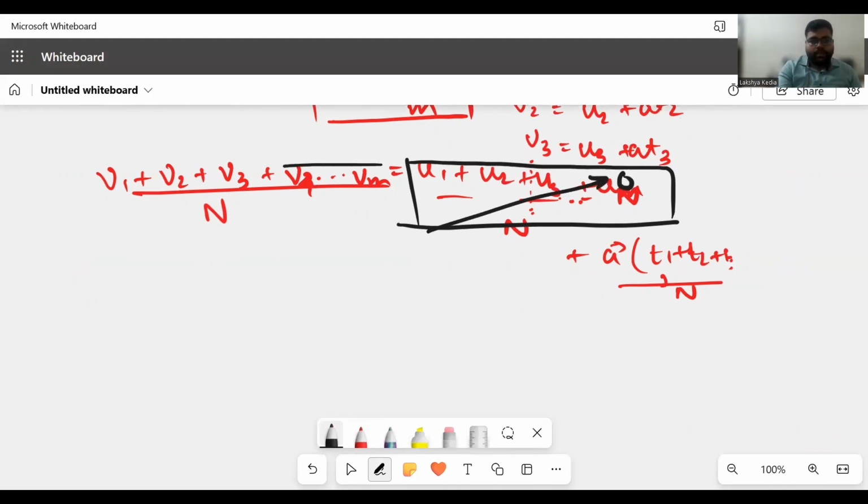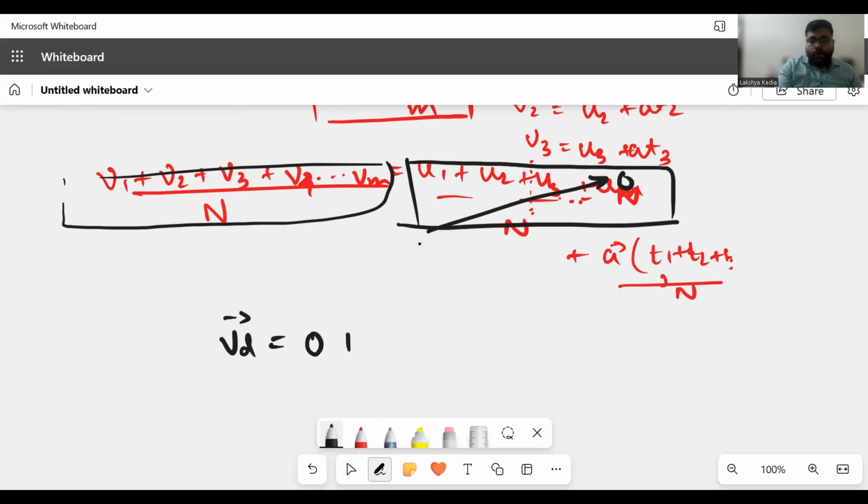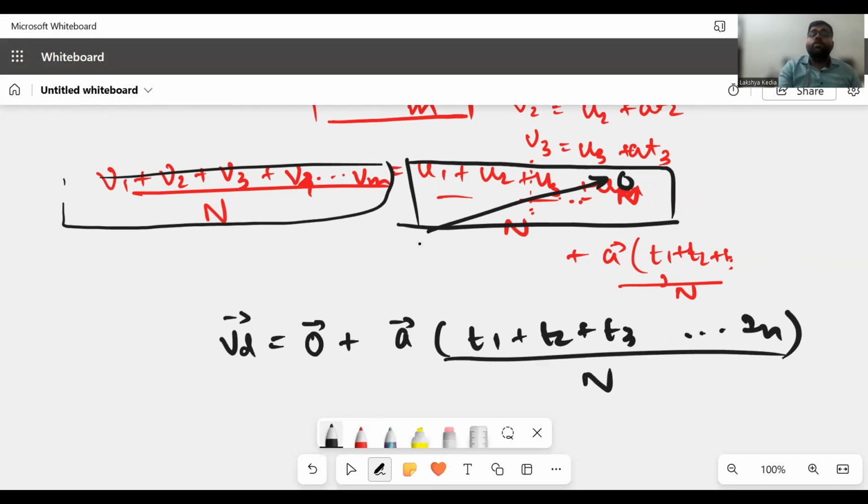So we are left with this. So this is our average drift velocity, which we want to calculate, which is equal to 0 plus a into t1 plus t2 plus t3 and so on up to tn, divided by n. But now there is a catch here also. How? This time is not a simple time.